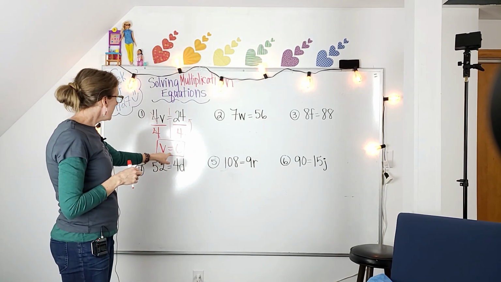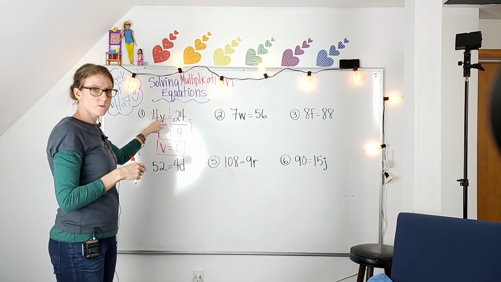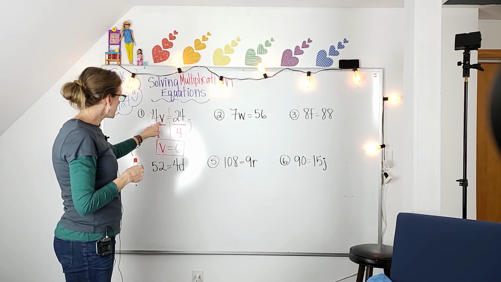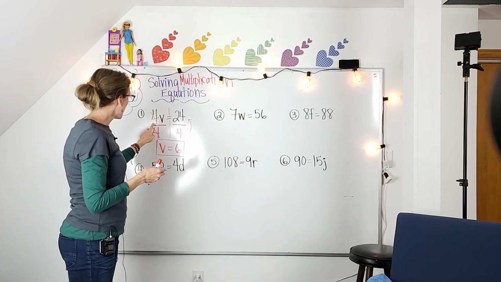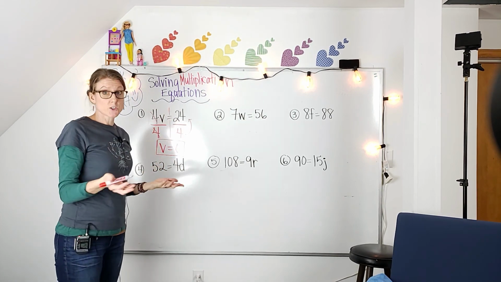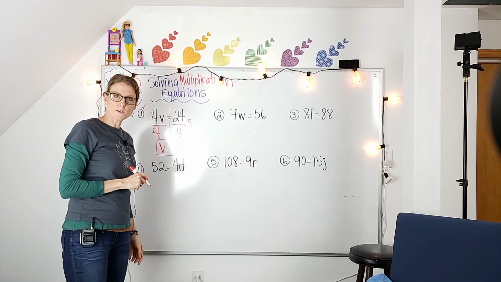If we plug this in to the original equation that is written in black marker, we'll plug the 6 in, then ask yourself, is 4 times 6 24? It sure is. So we are done.